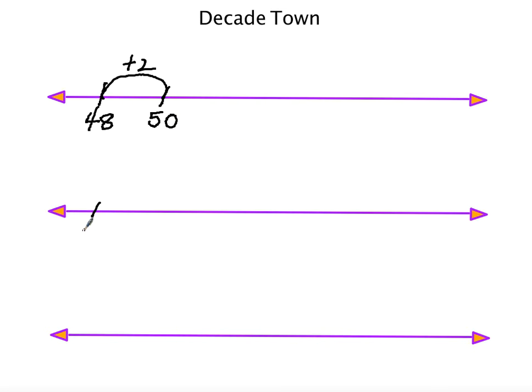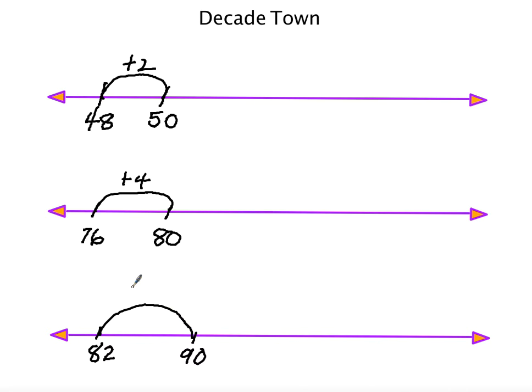We can start in any numbered town, like maybe we start at 76. We talk about what's the next decade. We'll stop in 80. And we've jumped a total of 4, or we've gone 4 hours. Or, again, we practice with lots and lots of numbers. We might start at 82. What's the next decade? 90. And we've gone 8 hours, or a jump of 8.